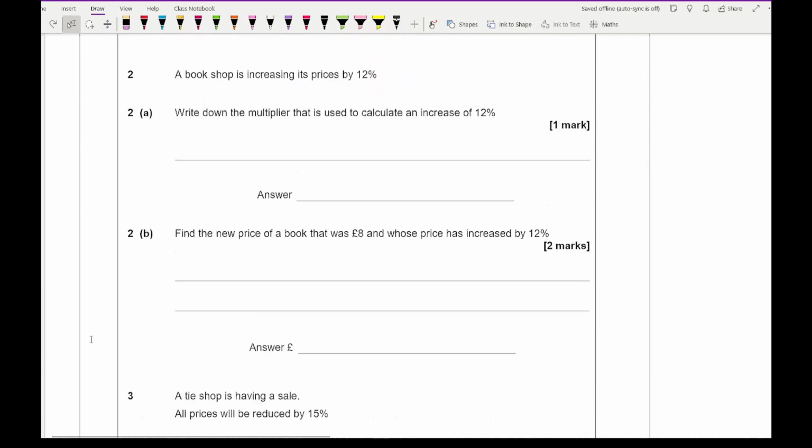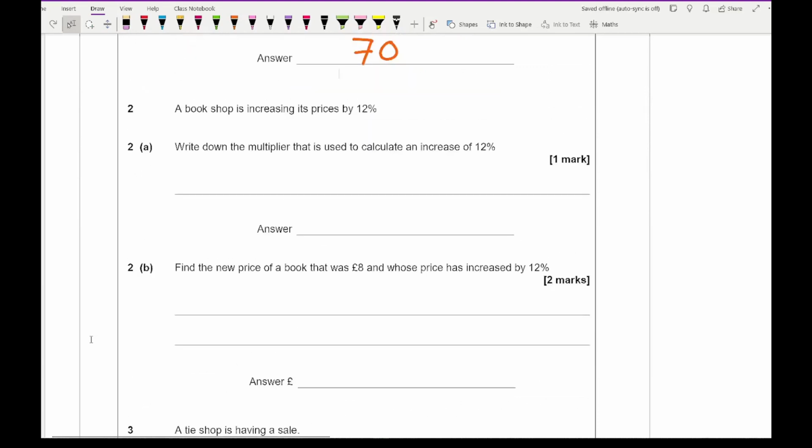For question 2, it says that a bookshop increases its prices by 12%. Write down a decimal multiplier that is used to calculate an increase of 12%. So again, you always start with 100%. We're adding 12%. So that's going to equal 112%, and that as a decimal is 1.12.